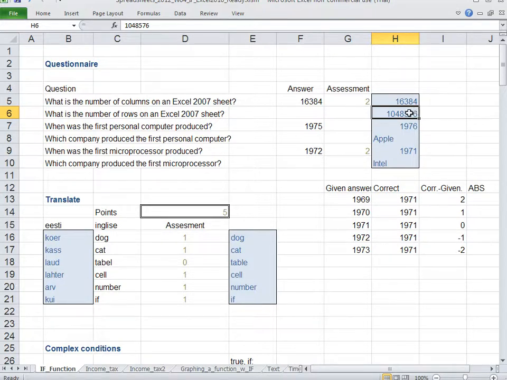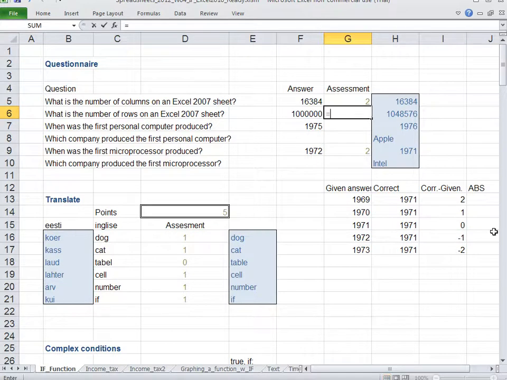But in case the user knows the roundabout number, let's say he knows it's something like 1 million, he would still get 1 point. And of course, if he's off by more than that, he's going to get 0 points. So once again, we see that we have 3 options. And let's start by writing. Let's say our user answered a round number, million here.